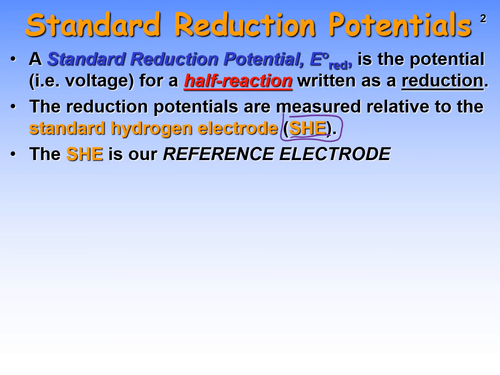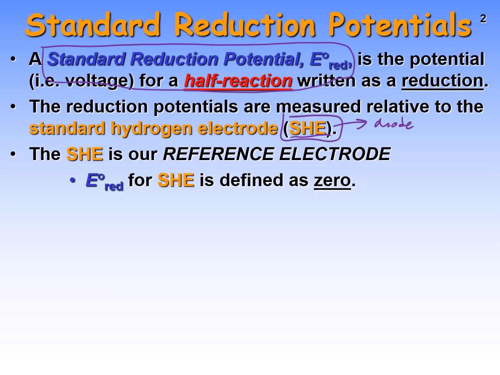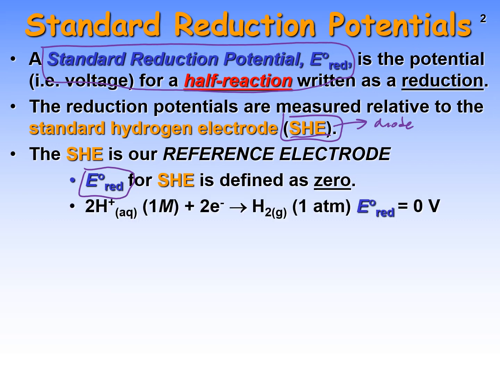The SHE is what we call a reference electrode. So the way we measure all of these standard reduction potentials here is by putting them together with a voltaic cell where SHE is the anode and the one we want to measure is the cathode. We define the reduction potential for the SHE, or the standard hydrogen electrode, as 0. And so if we put them together, we can measure the voltage coming out of that, and whatever that voltage is is our standard reduction potential for the anode, or I'm sorry, the cathode.